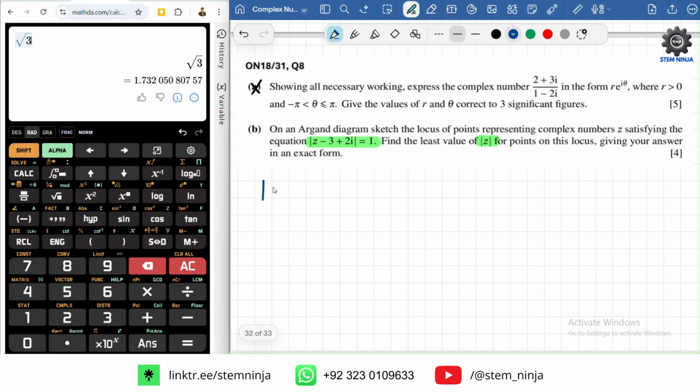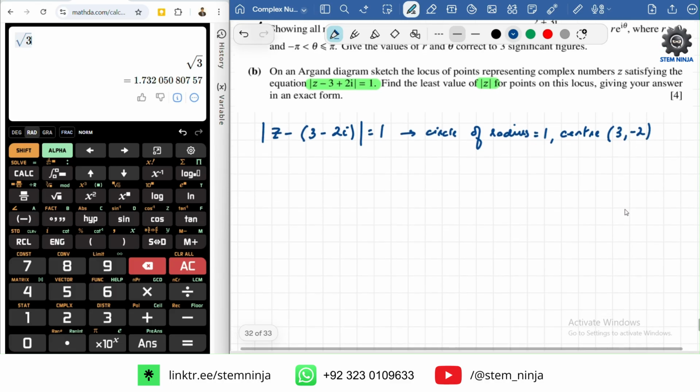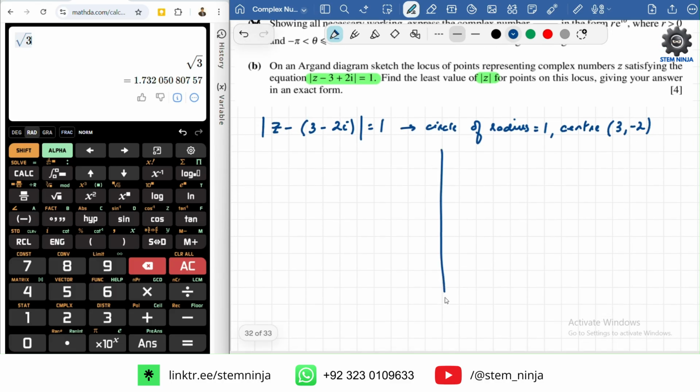So this thing, z minus 3 minus 2i equals to 1, is a circle of radius 1, center 3, minus 2. Okay, so let's gently just sketch this.